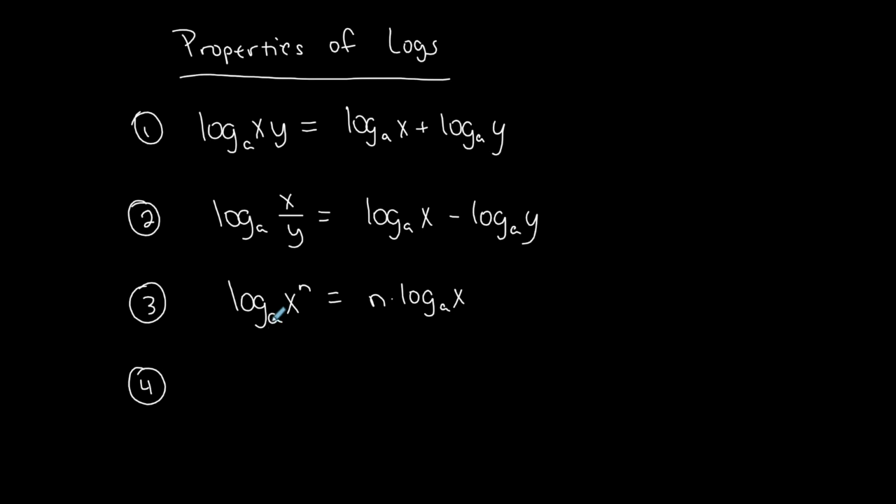This one is kind of the same thing as 3, but the main difference is that the base of the log matches the base of this exponent, where here it doesn't. See, these bases don't match. This one does. This simplifies just into the exponent.